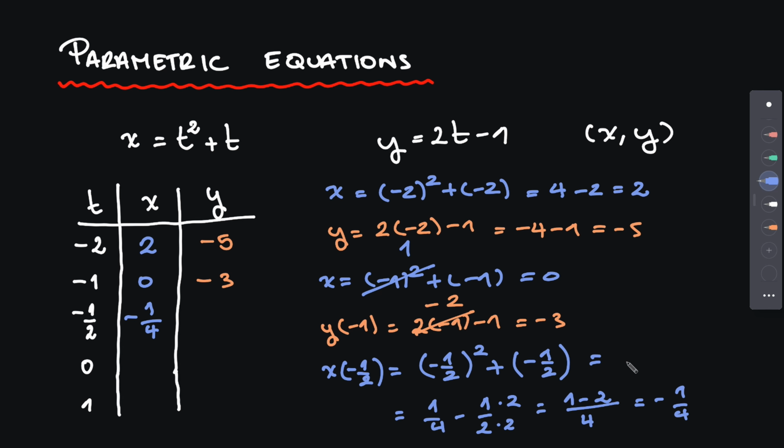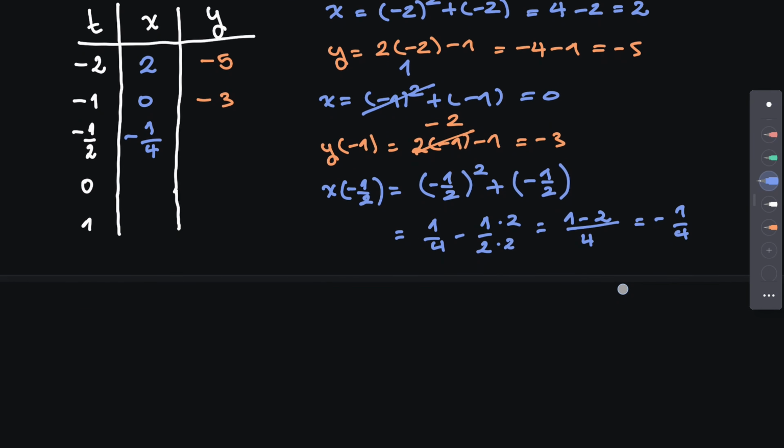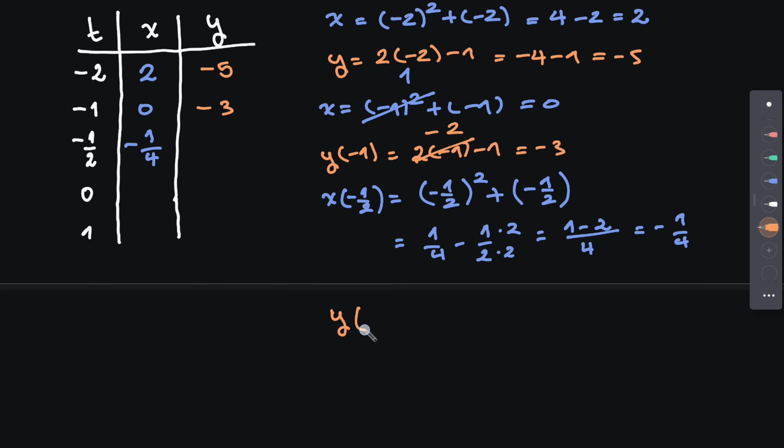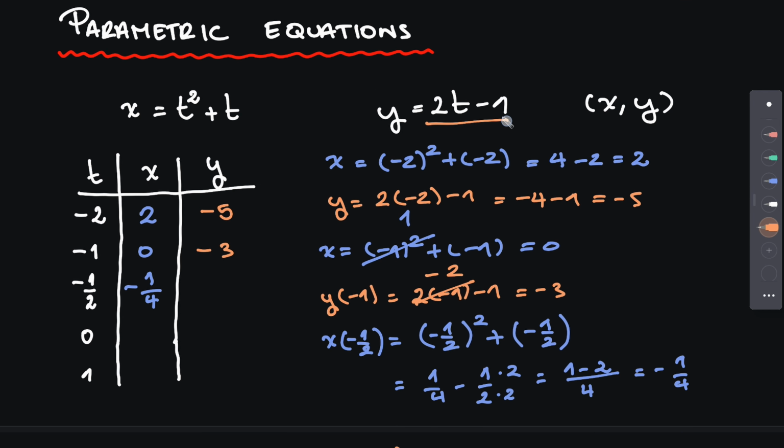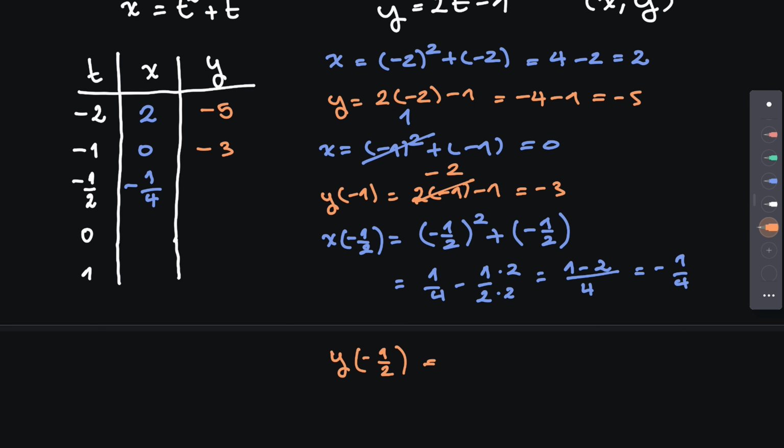Let me write it here. Actually, we can just move the canvas. All right, so let's do it for y now. So y of -1/2. Remember that y is this expression, and we need to use that one. So it will be 2 times -1/2, right? Minus 1. These two can be crossed out. -1 minus 1 will be -2. So the value for y when t is -1/2 will be -2.